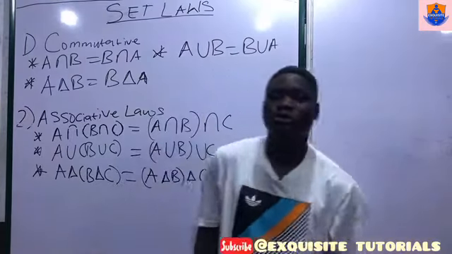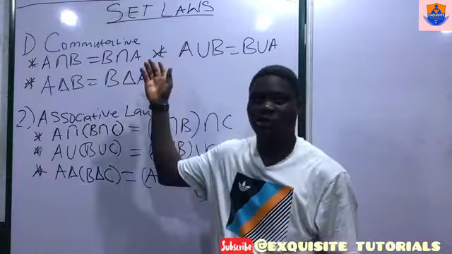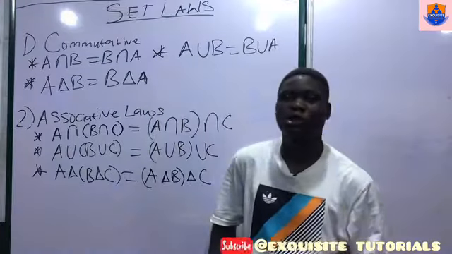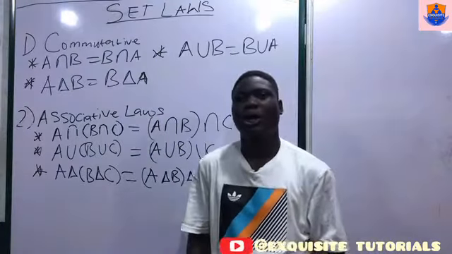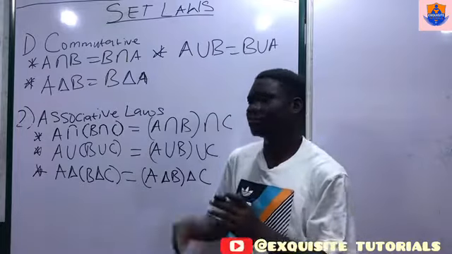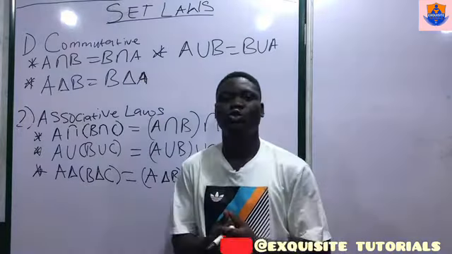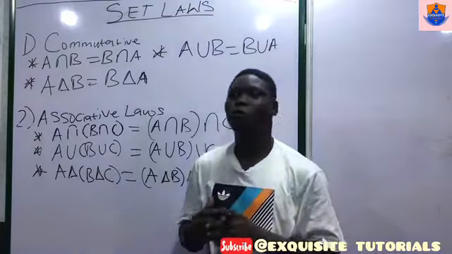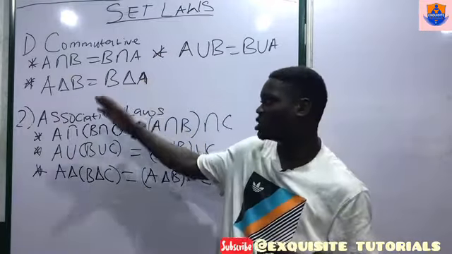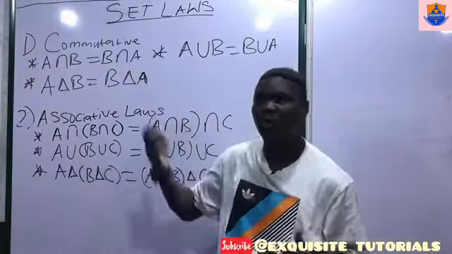So for today we are going to talk about set laws, or the laws of sets. There are 7 basic laws of sets, and each of these laws has its children. They are broken down into several laws to suit your taste. So we'll start with the first law and the second law, then we'll move over to every other law.